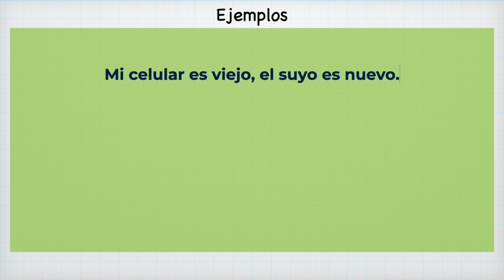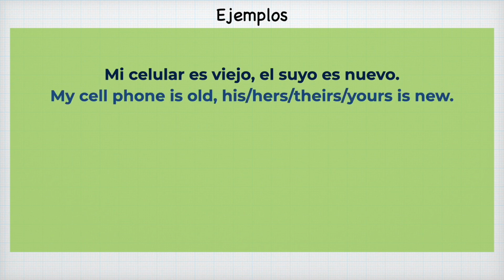Mi celular es viejo. El suyo es nuevo. And this one is a little tricky. My cell phone is old. El suyo could mean his, hers, theirs, yours. Is new. So here you really have to pay attention to the context, right? You'll have to know who the conversation is about.